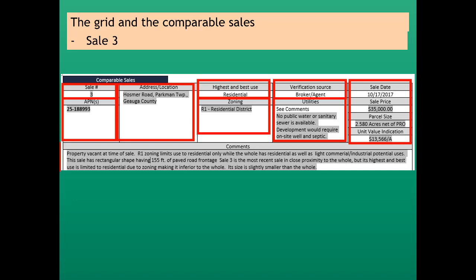$13,566 per acre. And so our comments for this sale are: the property was vacant at time of sale. R1 zoning limits the use to residential only, while the whole has residential as well as light commercial industrial potential uses. The sale has a rectangular shape having 155 feet of paved road frontage. Sale 3 is the most recent sale in close proximity to the whole, but its highest and best use is limited to residential due to zoning, making it inferior to the whole. Its size is slightly smaller than the whole.